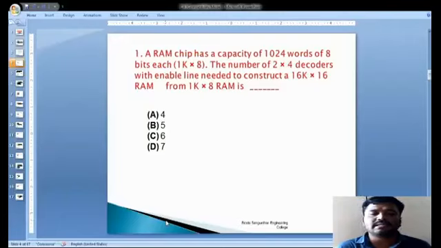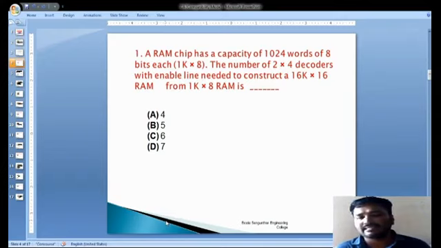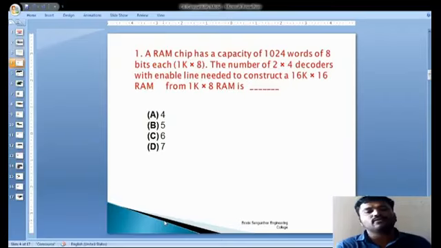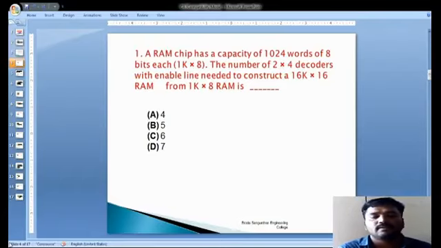Okay, so what is the thing they have asked? They have given the capacity of 1024 words, each having 8 sectors. The number of 2 by 4 decoders needed to construct 16 by 16 RAM from 1 by 8 RAM is. So we have to construct using 2 by 4 decoders. So how many 2 by 4 decoders are needed for constructing this particular 16 into 16 RAM? That is what they have asked.